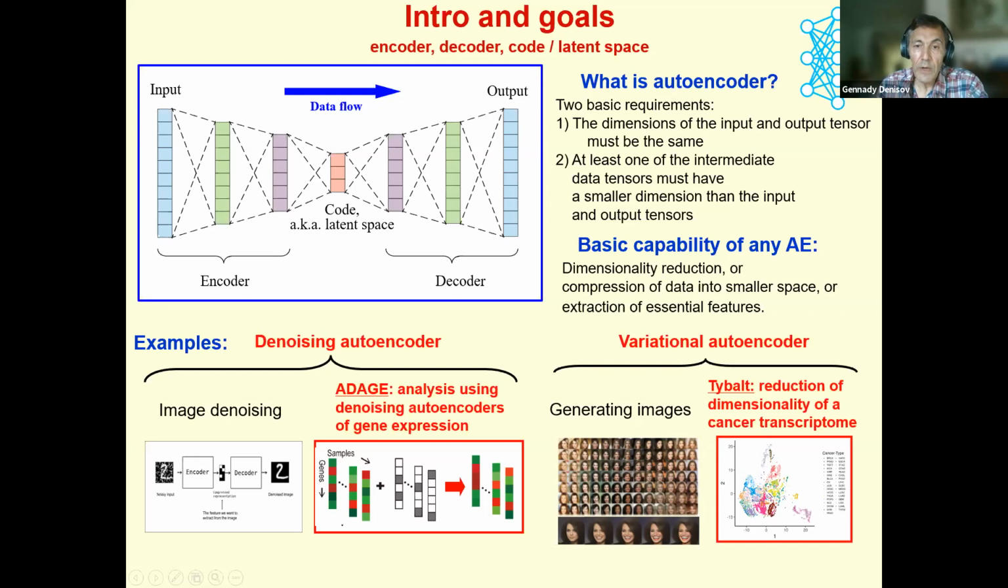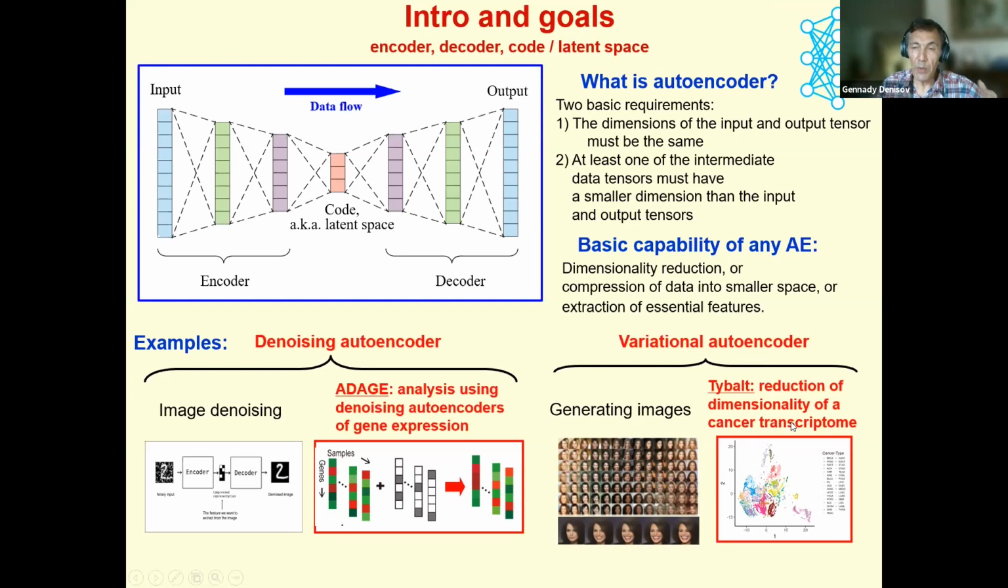The biological example of variational autoencoder is called T-belt. It will be discussed today as a biological example in the second part of the lecture. The purpose of this application is to reduce the dimensionality of the cancer transcriptome, to extract a biologically meaningful latent space from the cancer transcriptome.